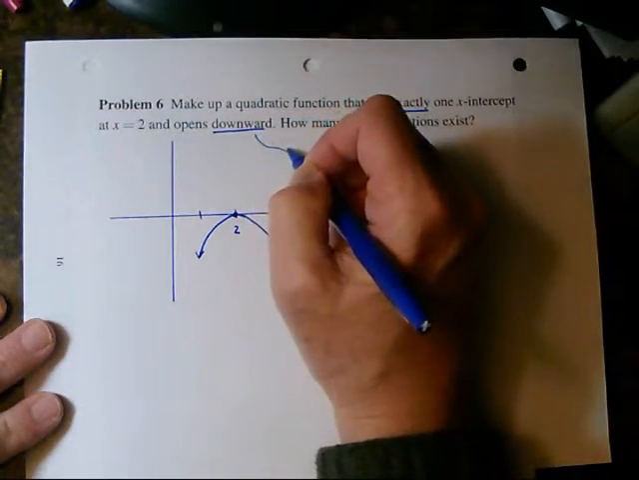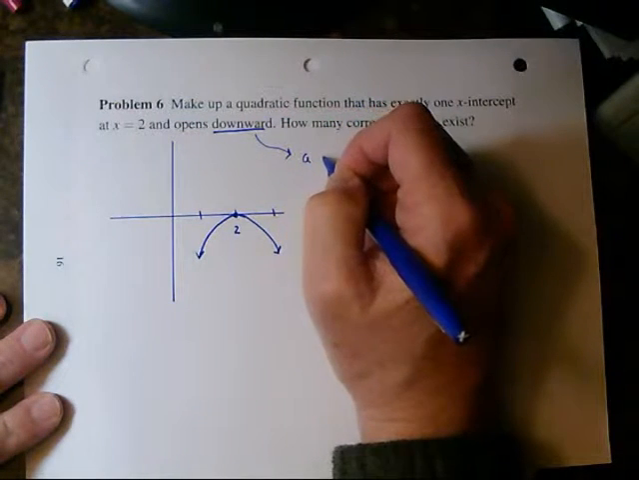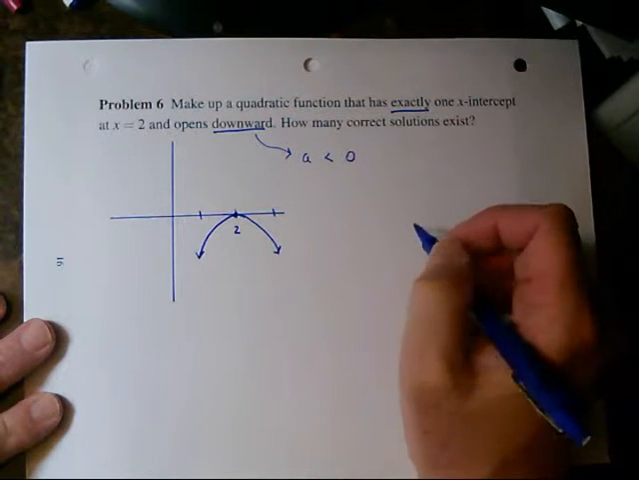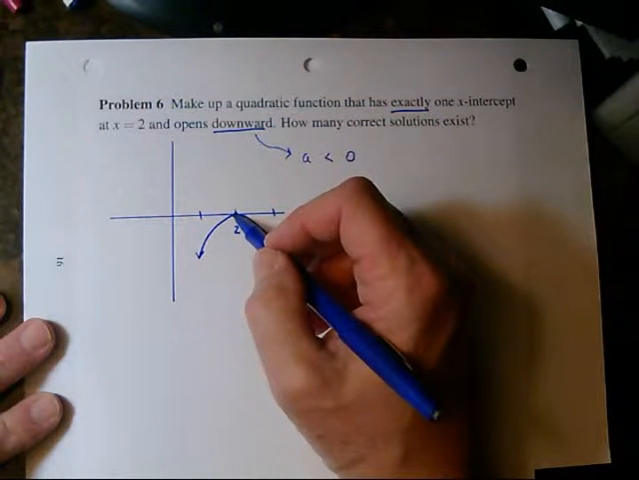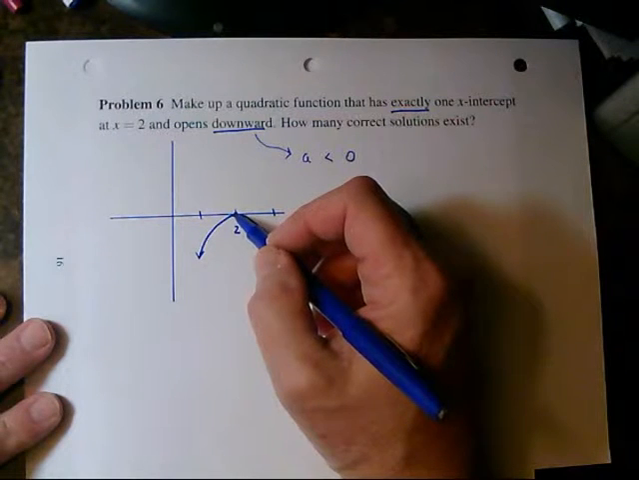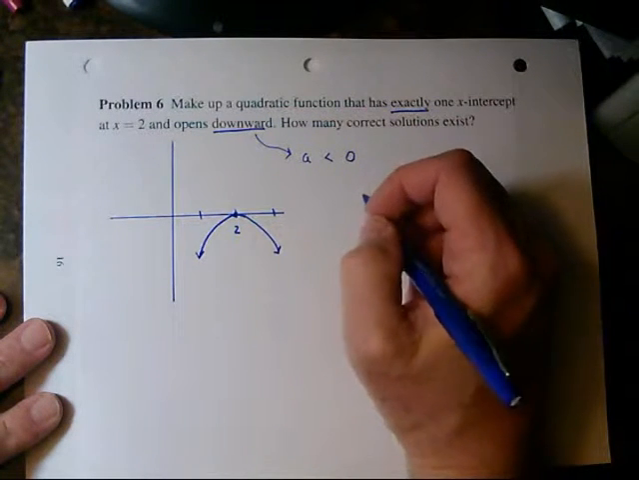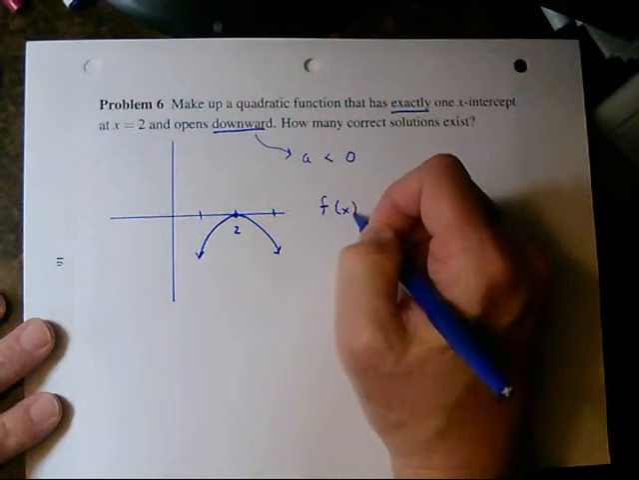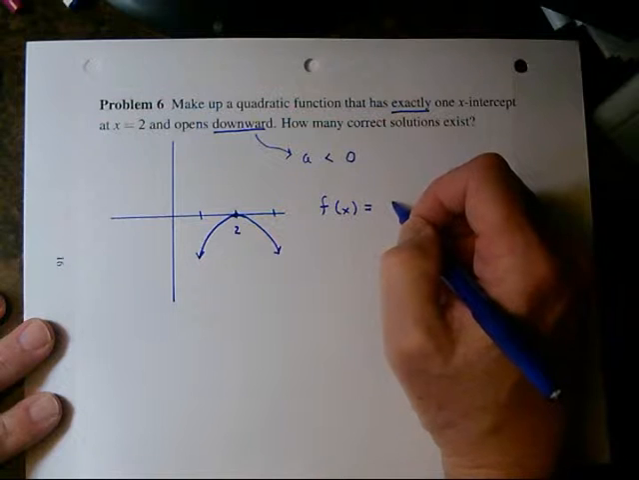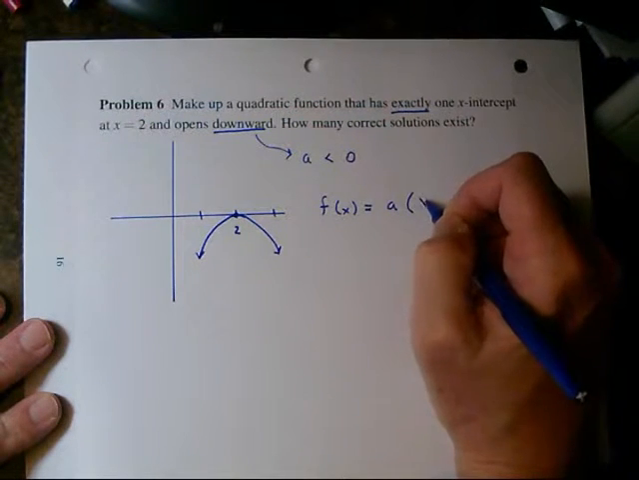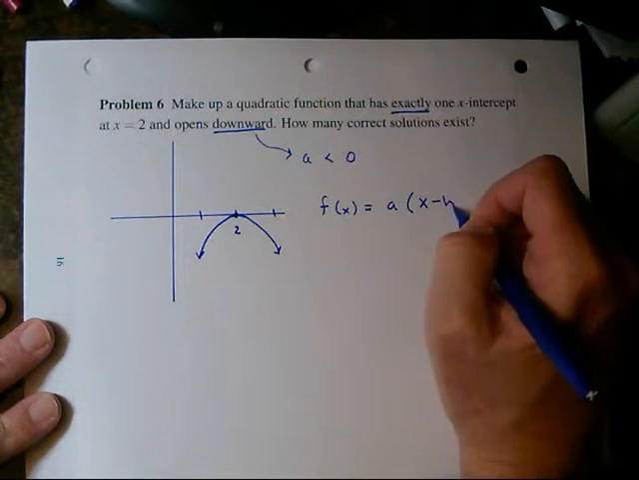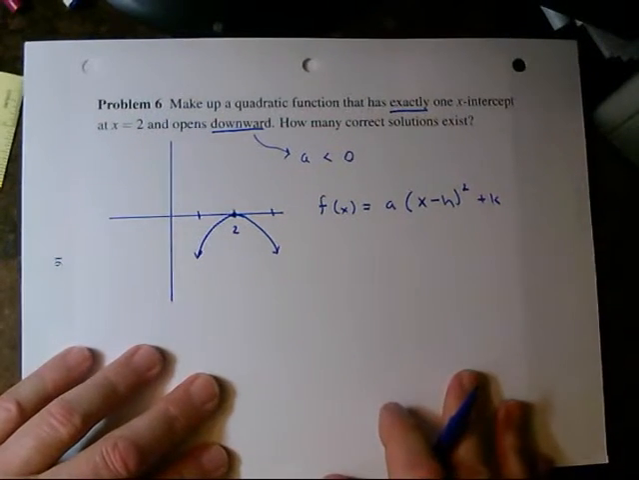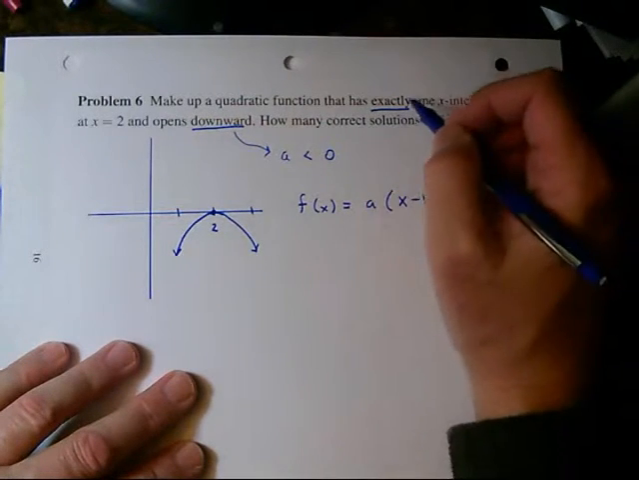Well, we want to write something about the formula. We know that since it opens downward, the coefficient a is negative. a is less than 0. We know that since we have exactly one x-intercept, and that's the vertex, then the formula is going to have to look something like f of x equals a times (x minus h) squared plus k.